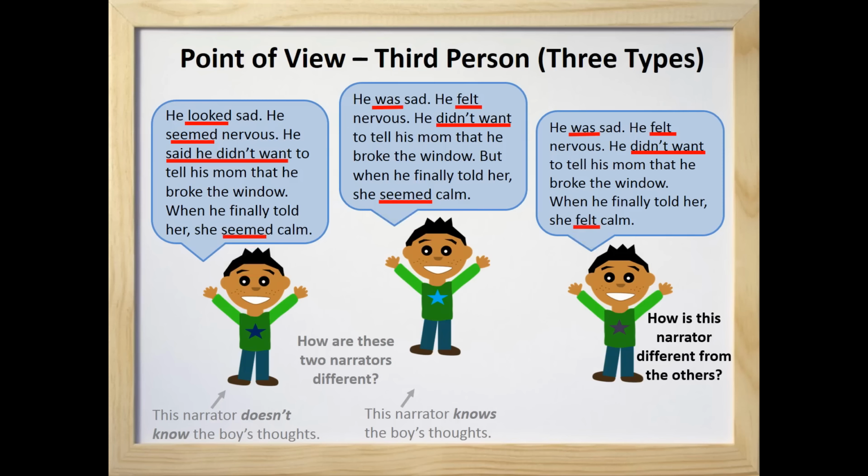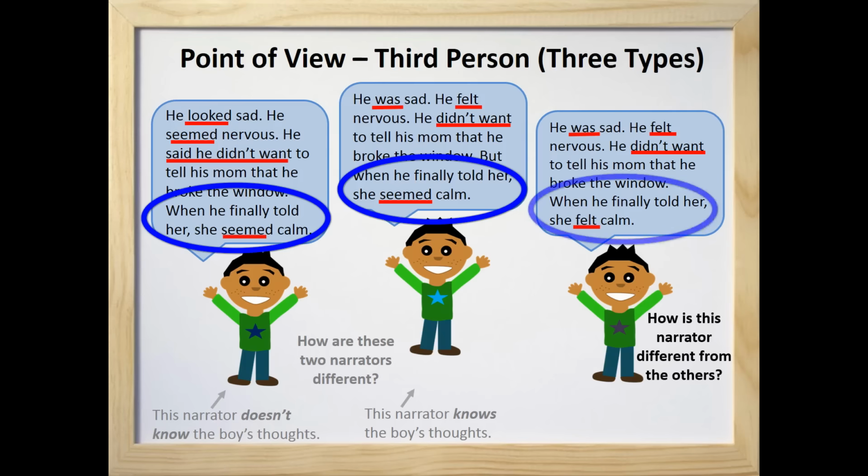The first narrator and the second narrator say that when the boy finally told her about the window, she seemed calm. Do the first and second narrators know how the mom feels? No, they don't. They know how she seems to feel. How about the third narrator? The third narrator says, when the boy finally told his mom about the window, she felt calm. The third narrator knows how the mom feels. So that's how this narrator is different.